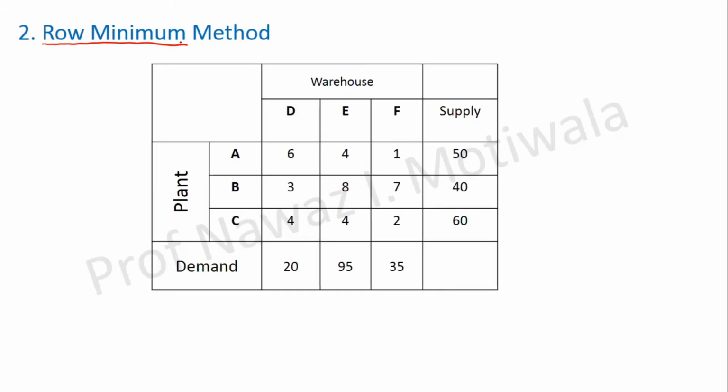So I have taken the same question again. First step is checking. We have already checked this: 150 supply is equal to demand. Now let us go for the row minimum method. So let us go row wise. देखो row minimum बोला है, सबसे पहले first row में देखना है आपको. In first row, which is the minimum number? 1. So the first allotment will be done here.